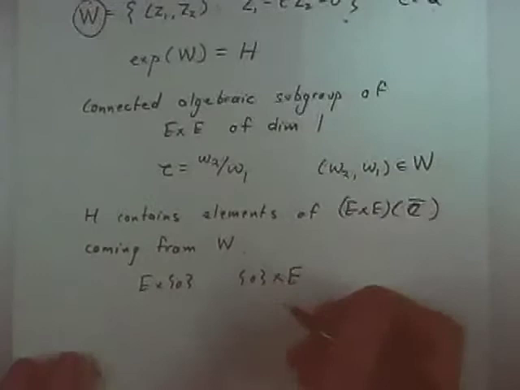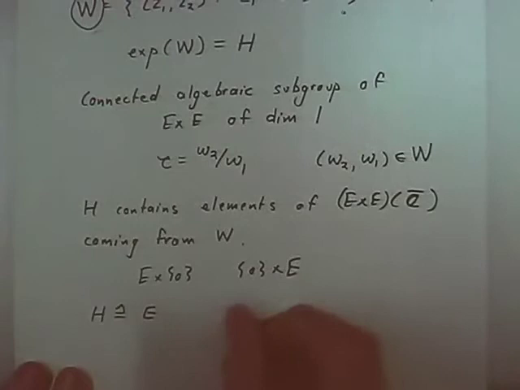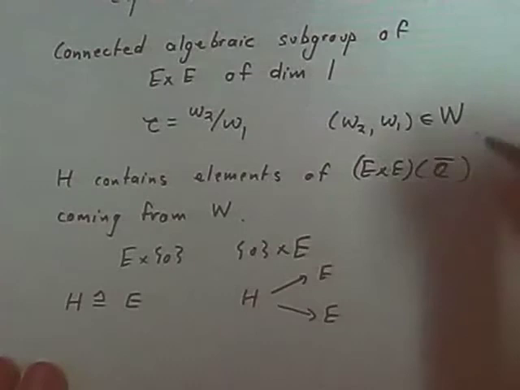So what has to happen is that H is isogenous to E. And the projections from H to the two factors of E cross E are going to in fact be isogenies. So this H is diagonally embedded in E cross E.